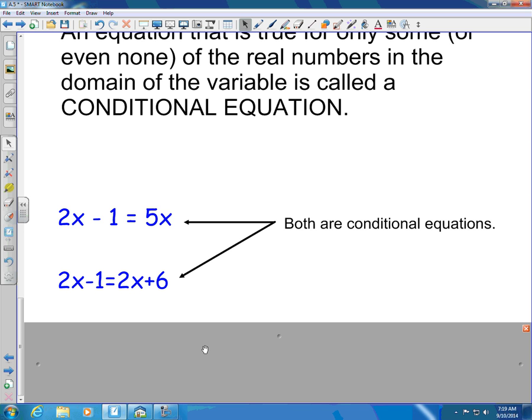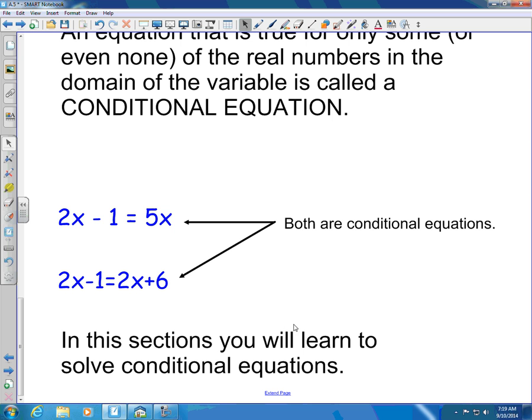Here's another example of a conditional equation. 2x minus 1 equals 2x plus 6. Now with this one, you know that if we subtract 2x from both sides, we're going to end up with negative 1 equals 6, which is never true. So that means that this equation, 2x minus 1 equals 2x plus 6, has no solution, but it's still considered a conditional equation.